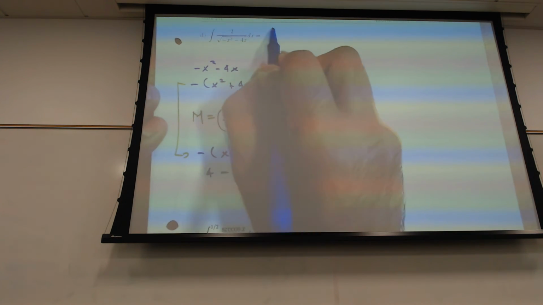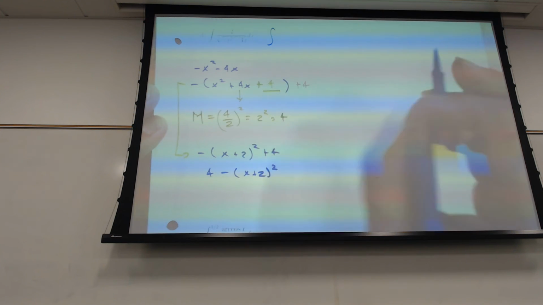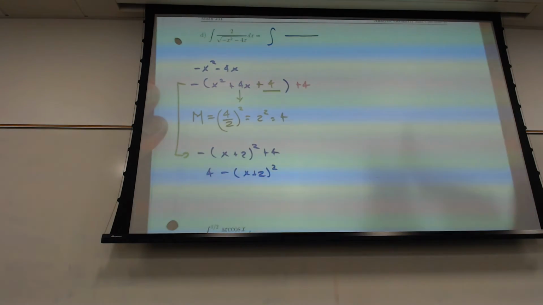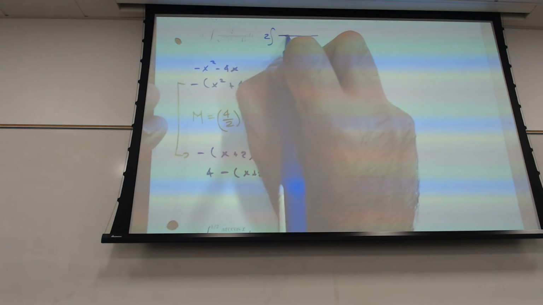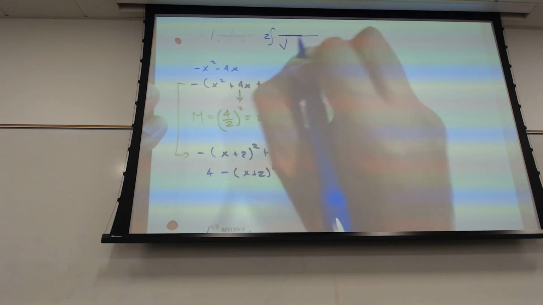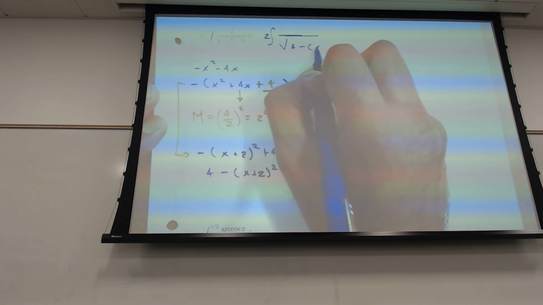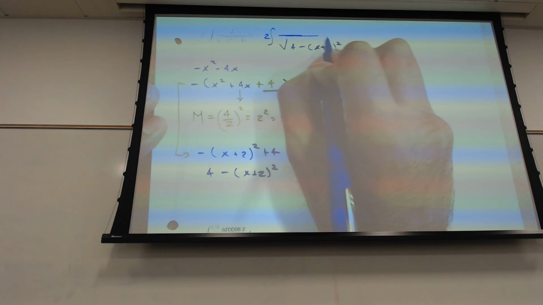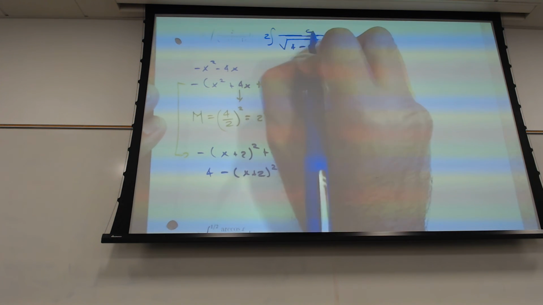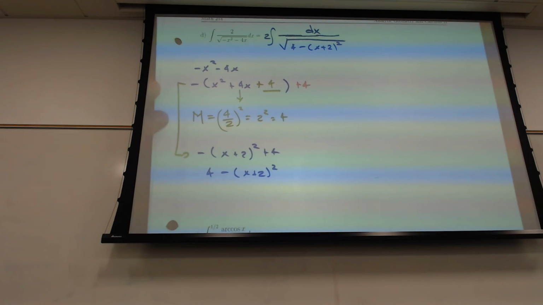All right? So the integral of 2 dx, let me take the 2 outside. That's the square root of 4 minus the quantity x plus 2 squared, dx. And in this case, which form do you think it is? Is it arcsine, arctan, or arcsec?